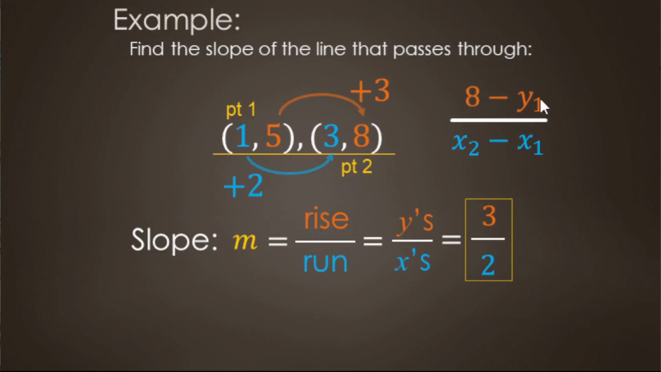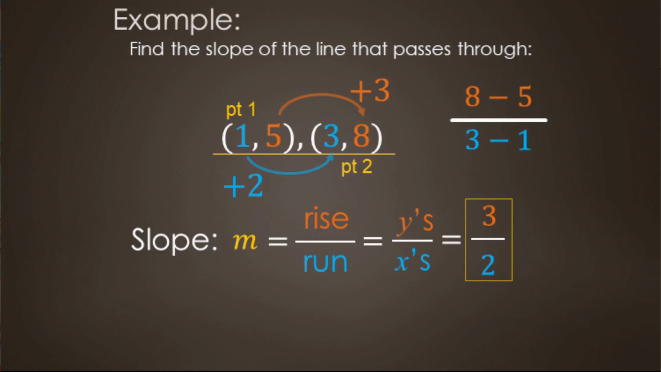Now y1, that's point 1, and it's the y value. So point 1 is this one here, and then the y value is going to be a 5. So we replace y1 with a 5. Now x2, that's the second point, so point number 2, and it's the x value, so that's going to be a 3. So x2 gets replaced with a 3, and then x1, that's point number 1, and the x value is going to be a 1 there. So x1 gets replaced with 1.